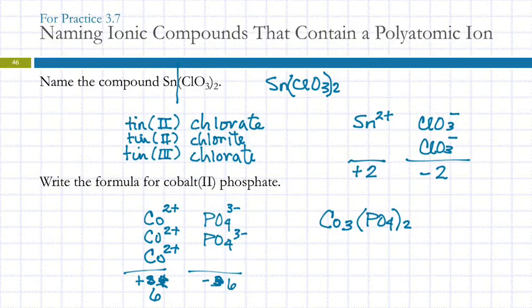The crisscross method works too. Yep. Crisscross would take this 2 and make it the subscript on the phosphate, and it would take this 3 and make it the subscript on the cobalt. You just always have to look and see, could that be reduced? Because occasionally, like that other example, you have to reduce it. Any other questions?